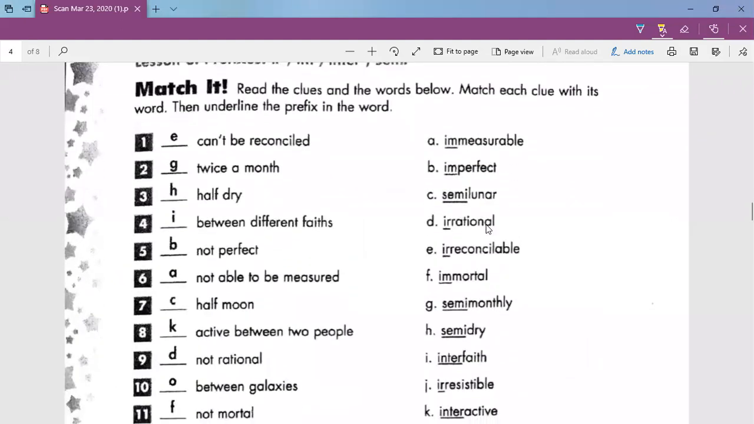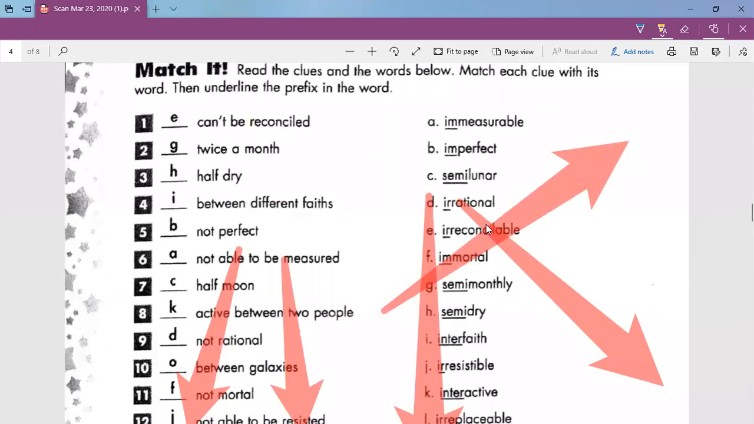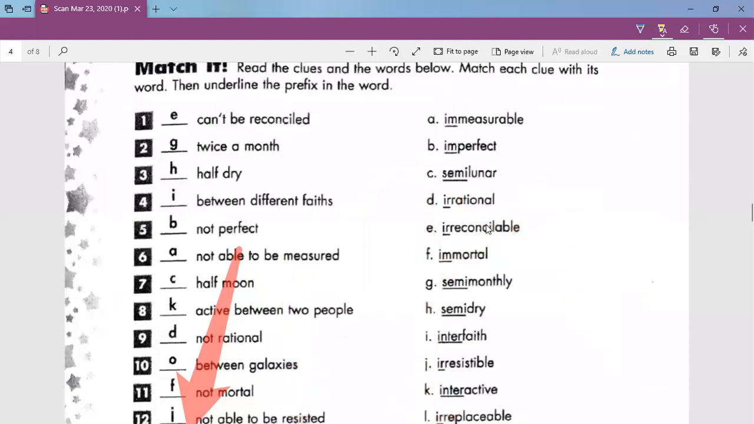Read the clues in the words below. Match each clue with this word. Then underline the prefix in the word. Stop playing with the screen, please, guys. Unless I ask you to point to something, you will do so. Thank you.